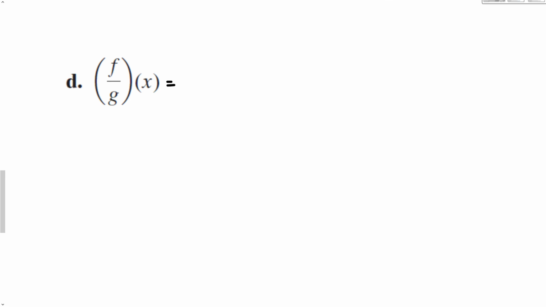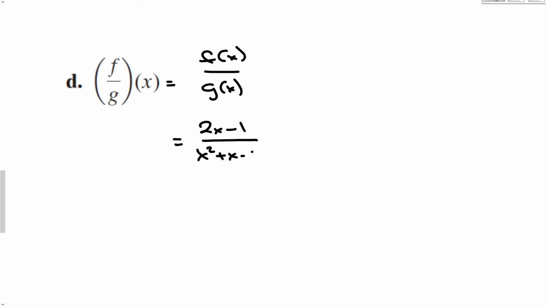Let's finish with division. So this is going to be f of x over g of x, okay, which is going to be 2x minus 1 over x squared plus x minus 2. Now, it is helpful to factor this, number 1, to see if anything cancels so I can simplify, and number 2, to see the places where the denominator is equal to 0, so I can tell where this function is going to be undefined, if it's anywhere.